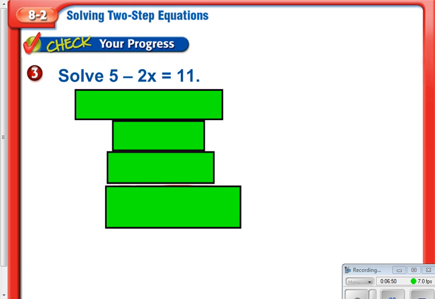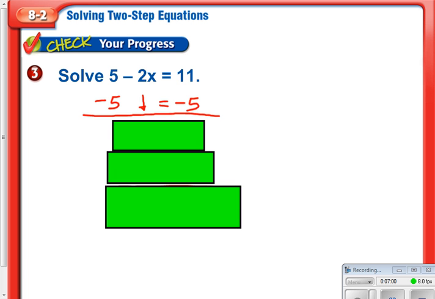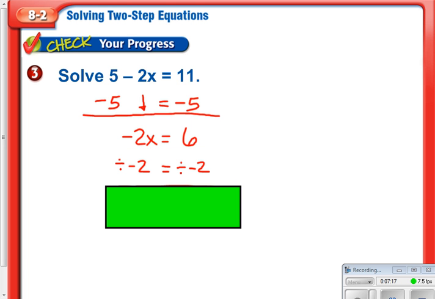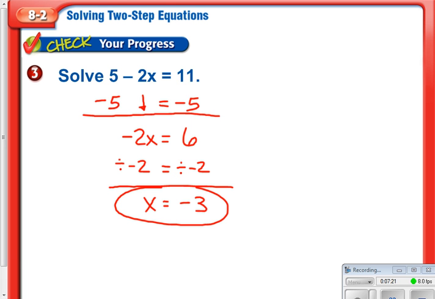Again, pause the video here. Go ahead and work through this problem. It's identical to the previous problem. Alright, our first step is to go ahead and subtract 5 from both sides to get rid of that positive 5. Working down our paper, we have -2x equals 6. To get x alone, we'd have to do the inverse. -2 is multiplying into x, therefore we need to divide by -2. Once we divide by -2, we have x equals -3.